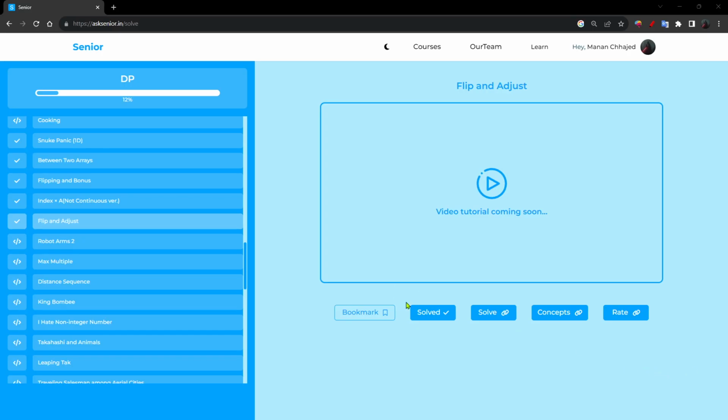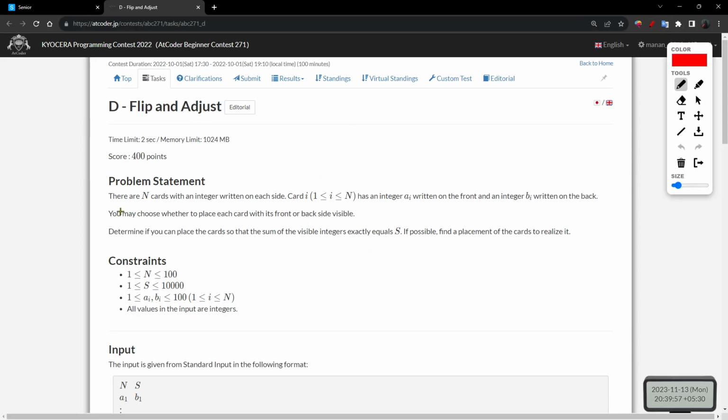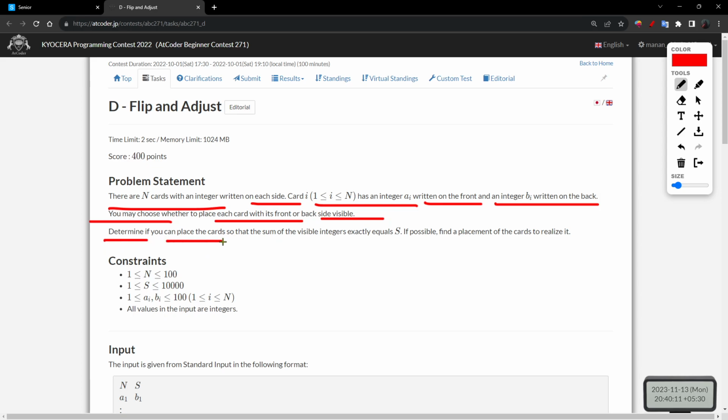So hey everyone, today we'll discuss the next question of a DP sheet, Flip and Adjust. The problem states that there are n cards with an integer written on each side. Card i has an integer a_i written on the front and an integer b_i written on the back. You may choose whether to place each card with its front or back side visible. You need to determine if you can place the cards so that the sum of the visible integers exactly equals s. If possible, find such a placement as well.